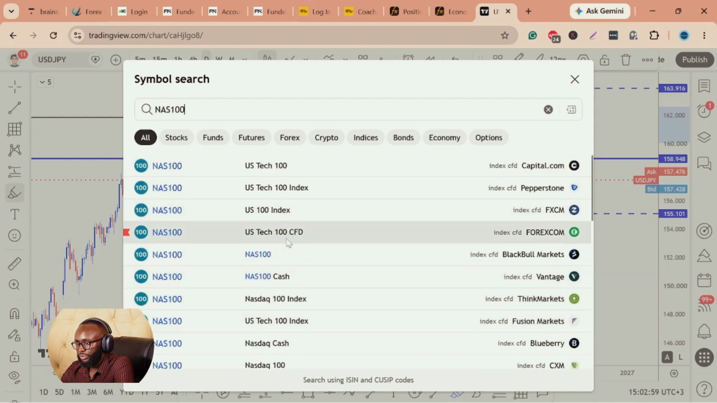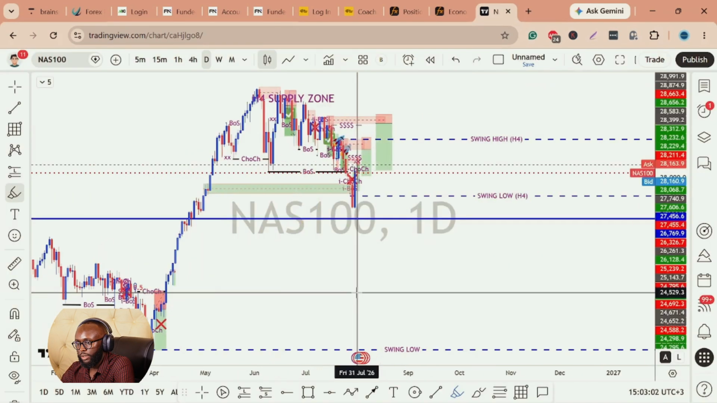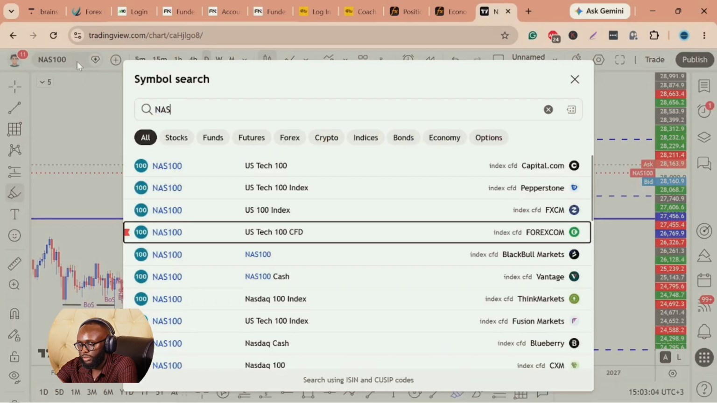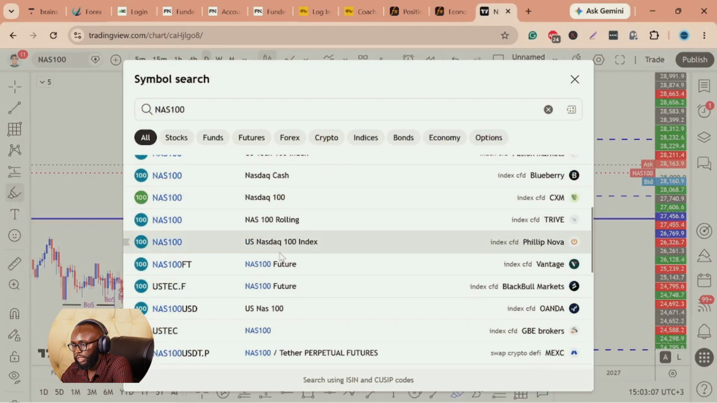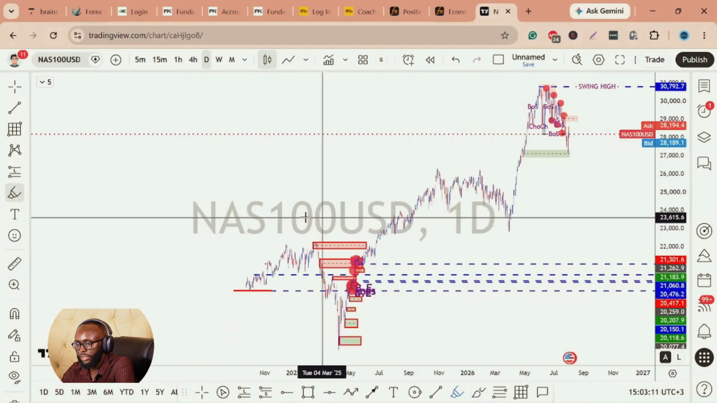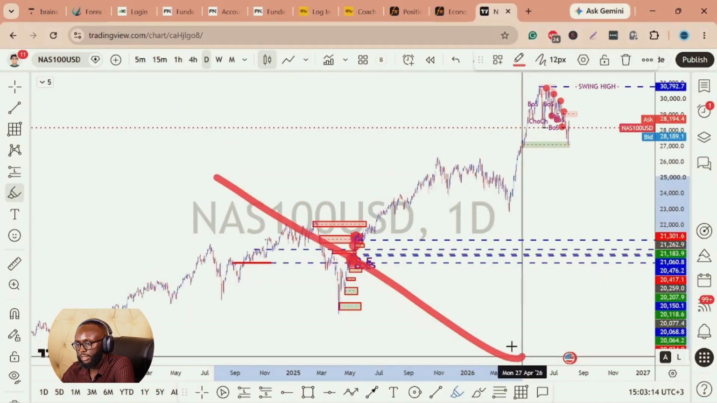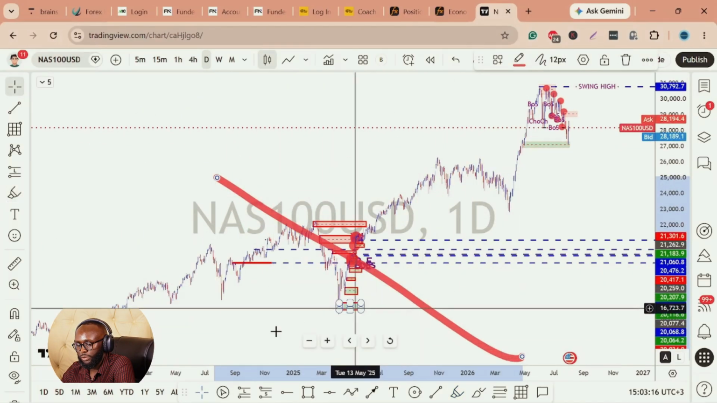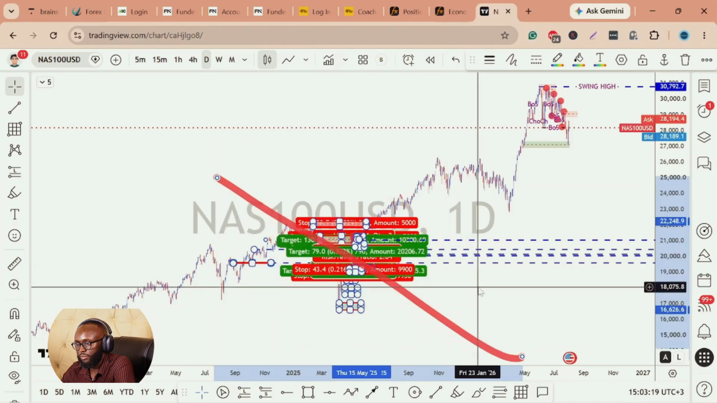Let's look at NAS 100. Probably I would like to pull out a cleaner chart on NAS 100. Let me just delete this so the chart gets a little bit smarter.